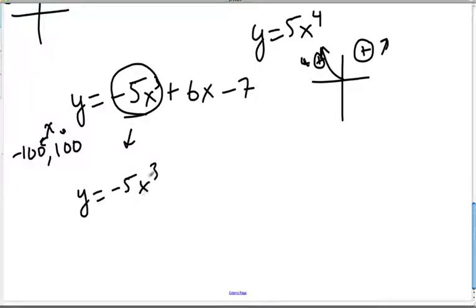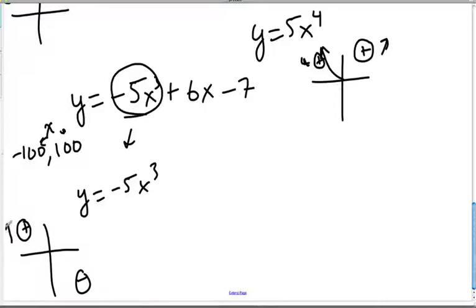Well, this is being raised to an odd number, so if you think about it, it's still going to be negative. But a negative times a negative number is going to become positive. So negative 100 cubed was originally negative, but since we're applying a negative 5 to it, it's going to become positive. Conversely, 100 cubed is positive, but as soon as we apply the negative 5 to it, it's going to become negative.